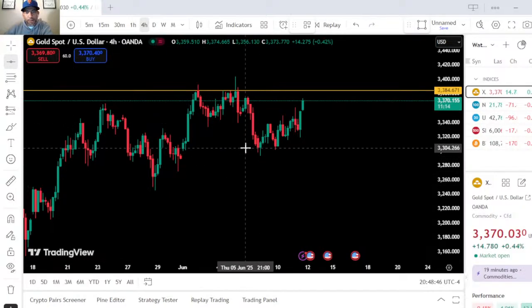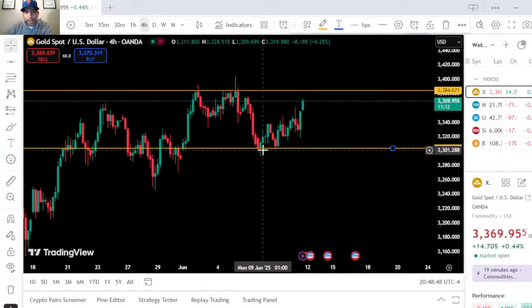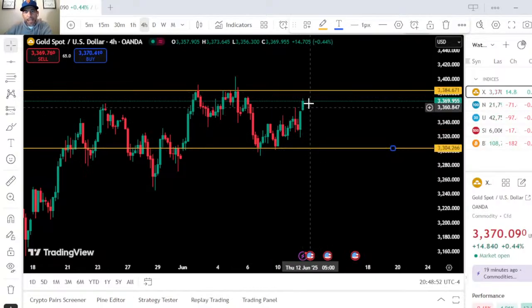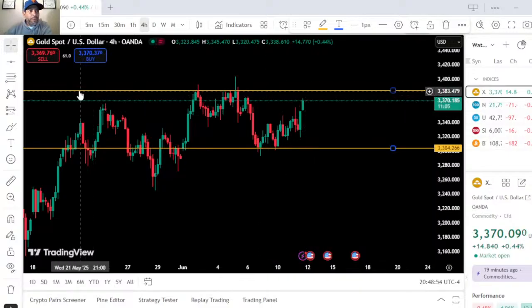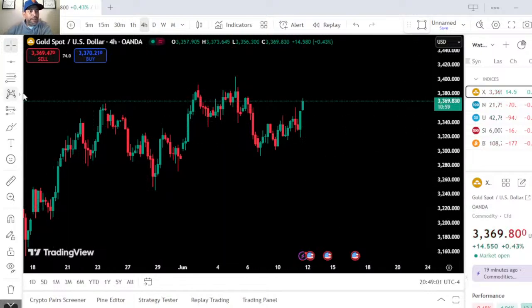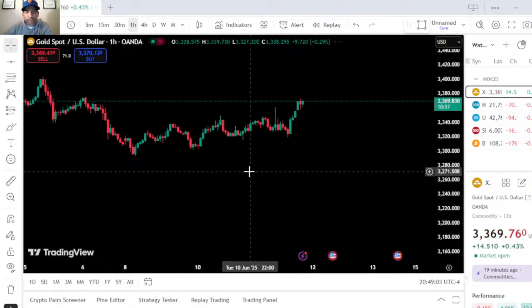All right, our 4-hour support levels are right here. Let's see if we tap into there and then drop back down, or are we gonna close above, break through? It's possible. I want to see what the new 4-hour is gonna do in about 11 minutes or so. All right, off the 1-hour here.